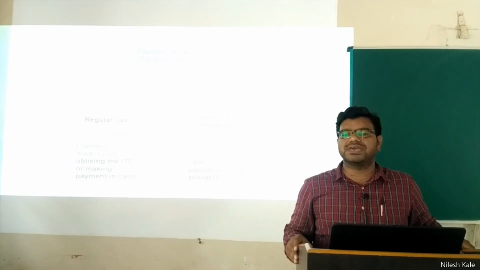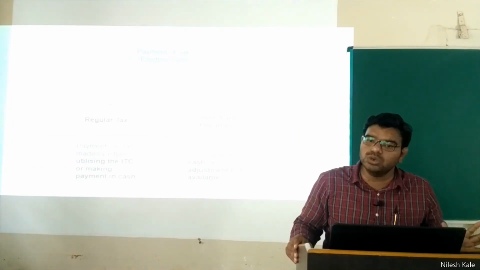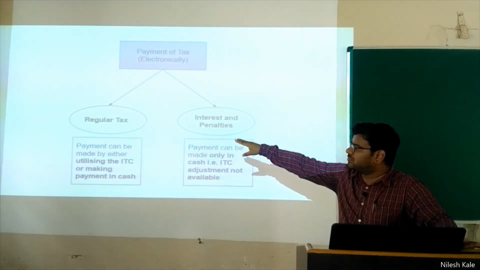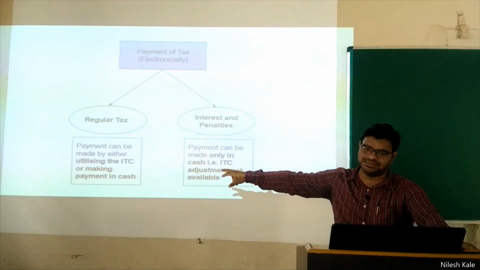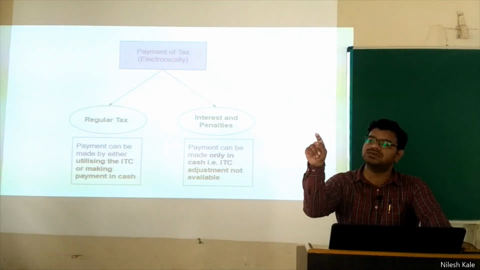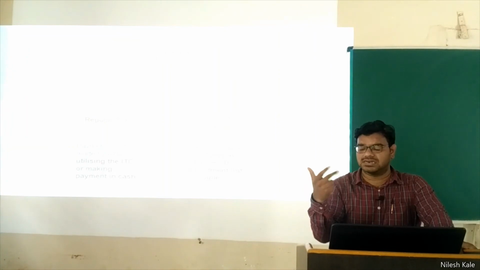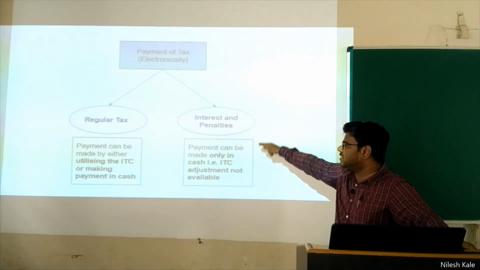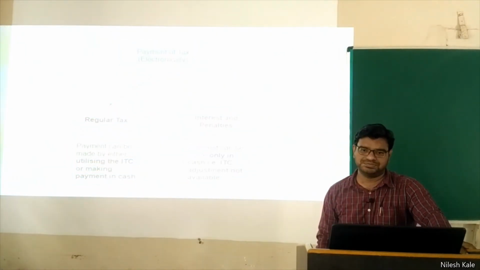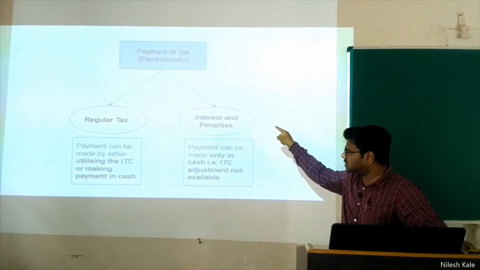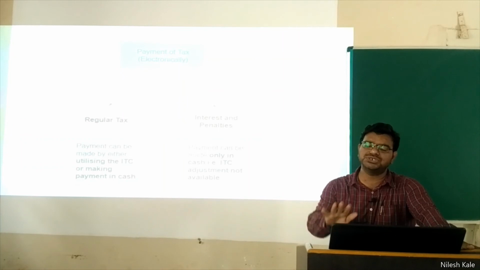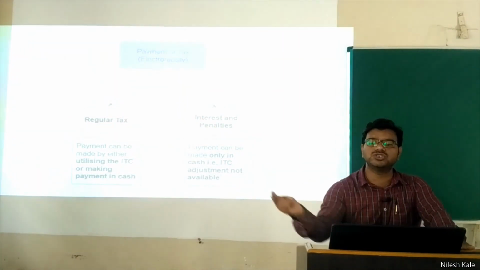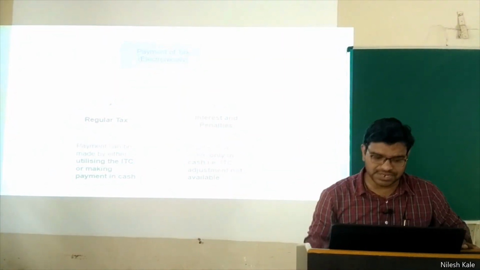Now how are you making payments? There is a rule for all the regular type of taxes. You can use the ITC. First you have to utilize the ITC and then pay the remaining amount. If it is interest and penalty, then ITC cannot be used. I repeat, if you are paying interest or penalties, ITC cannot be used. You have to pay from your pocket through electronic cash ledger, right?